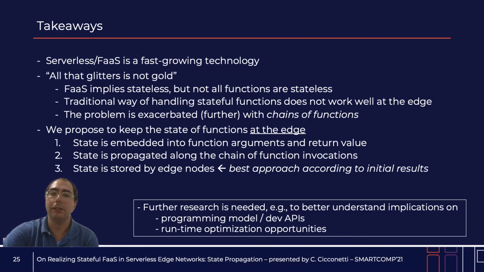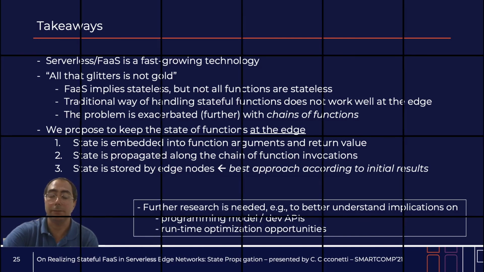One where the state is embedded into the function arguments and the return value. Another one where the state propagates from the initial function call until the client gets back the final result. And the last one where the state is stored by the intermediate edge nodes. And this one has performed best in our initial simulation results.